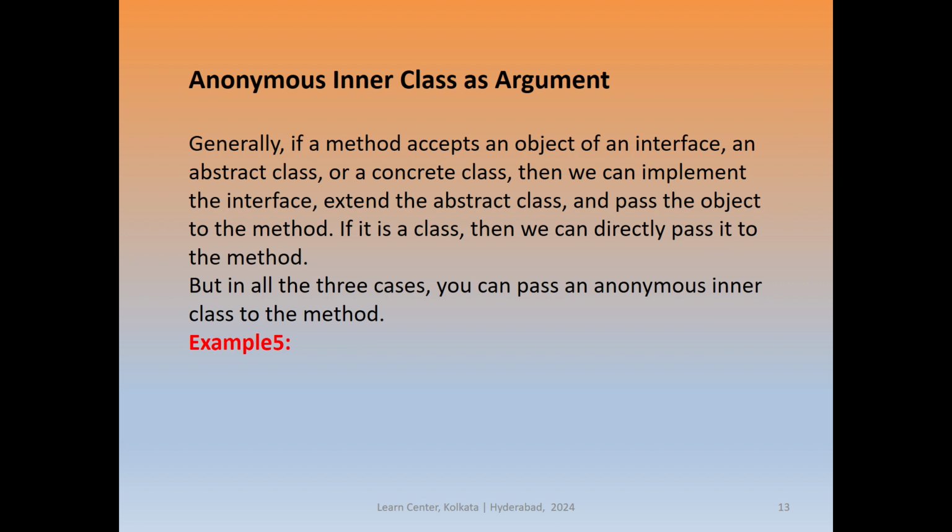Anonymous inner class as argument. Generally, if a method accepts an object of an interface, an abstract class or a concrete class, then we can implement the interface, extend the abstract class and pass the object to the method. If it is a class, then we can directly pass it to the method. But in all three cases, you can pass an anonymous inner class to the method.